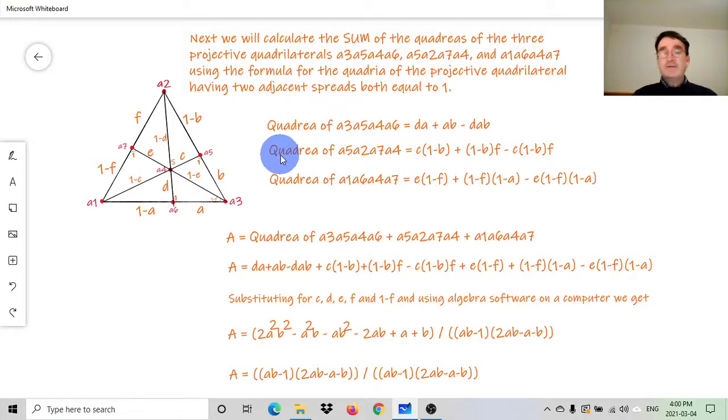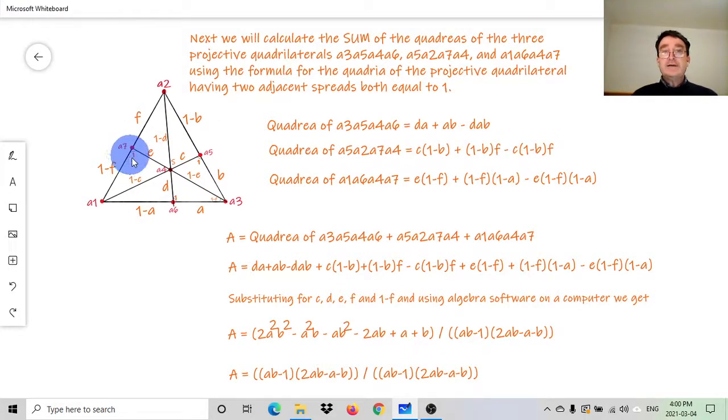And the same thing applies to the other two quadrilaterals. So the second one is A5, A2, A7, A4. It's going to be C, this side here, times 1 minus B, plus 1 minus B times F, right here, minus C times 1 minus B times F. That's the quadria of the second quadrilateral.